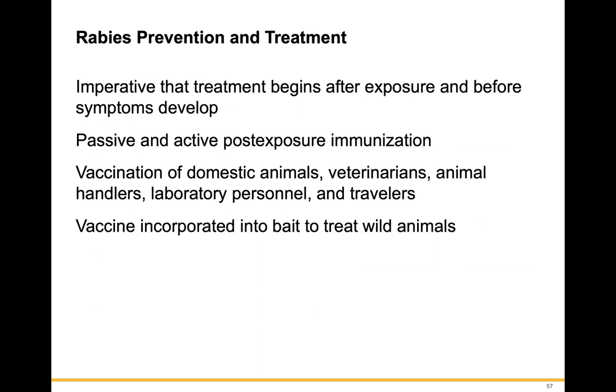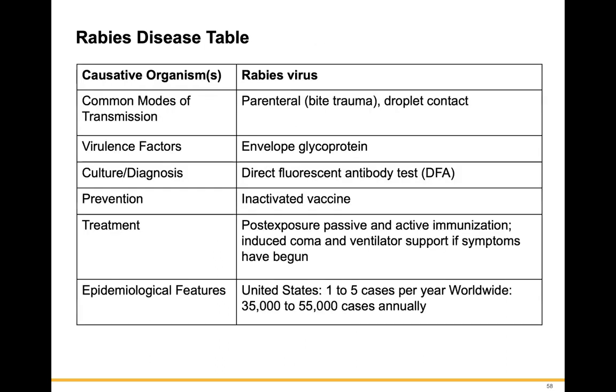Prevention and treatment. It is imperative that treatment begins after the exposure, but before symptoms develop. You have both passive and active post-exposure immunizations. It's a series of immunizations that are administered. It's not a fun series to have to get. Vaccination of domestic animals, veterinarians and animal handlers, laboratory personnel, and travelers is recommended for all these individuals. Vaccine is incorporated into the bait to treat wild animals. And here's the table on rabies.